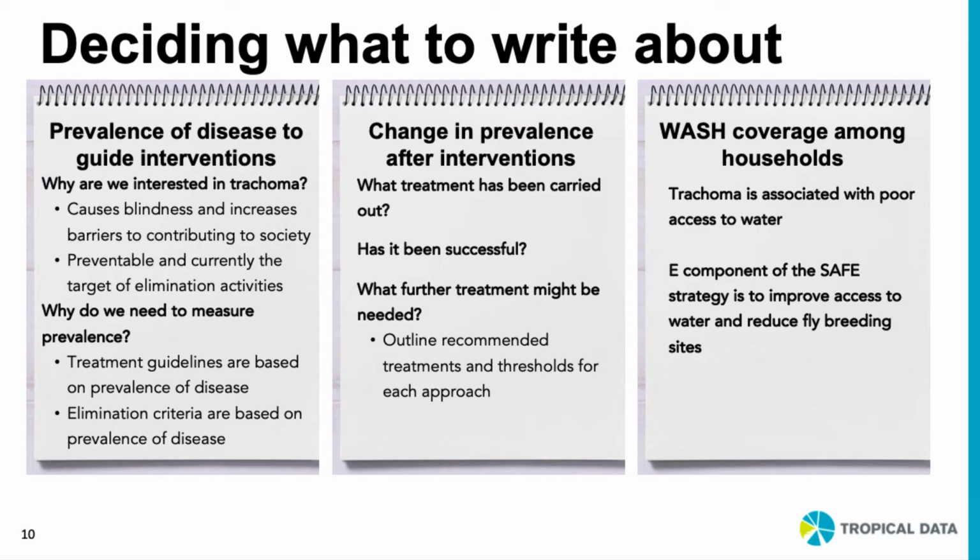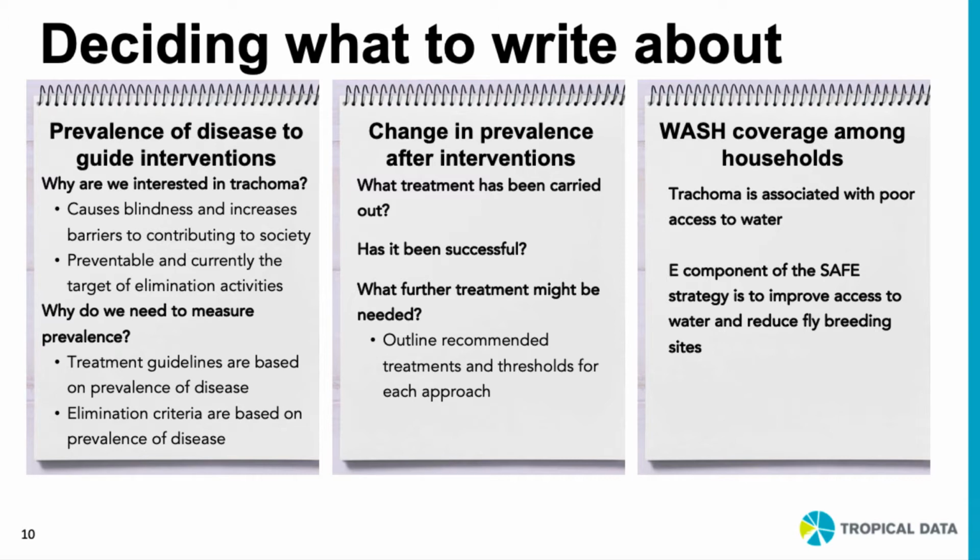If writing about the prevalence of disease to guide interventions, you could talk about why we are interested in trachoma and why we must measure prevalence. Examples include because it causes blindness and increases the barriers to contributing to society, is preventable and currently the target of elimination activities, treatment guidelines are based on prevalence of disease, and elimination criteria are based on prevalence of disease.